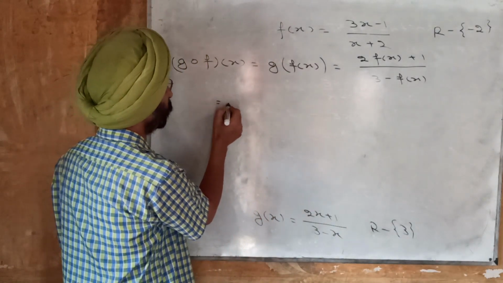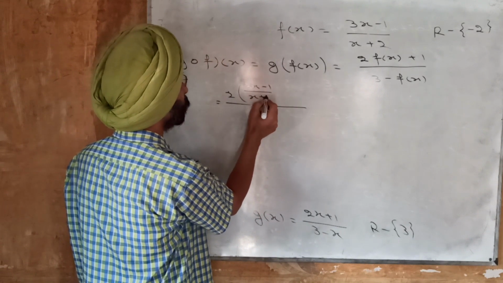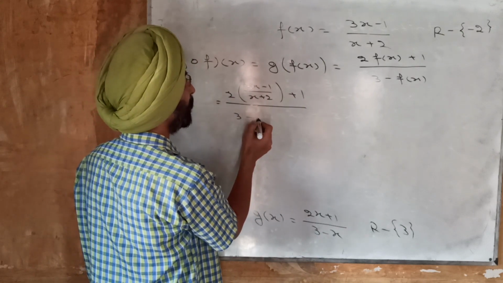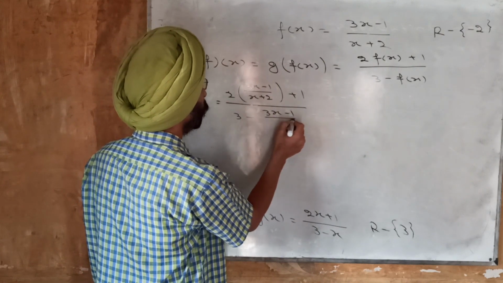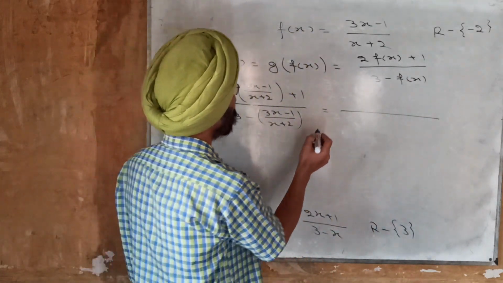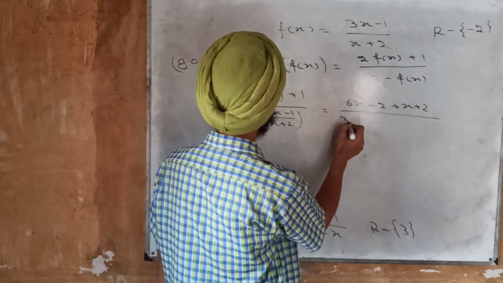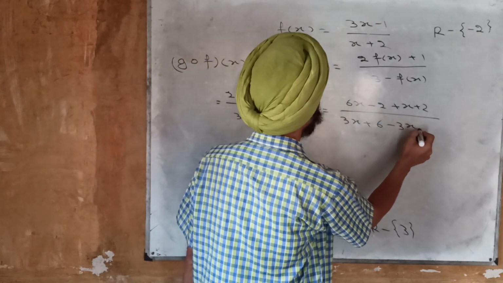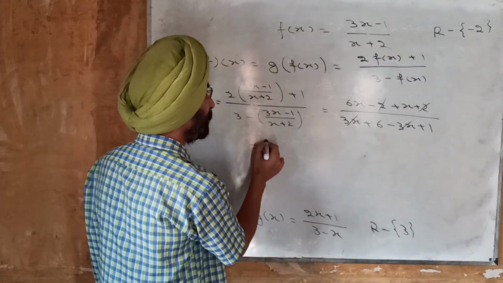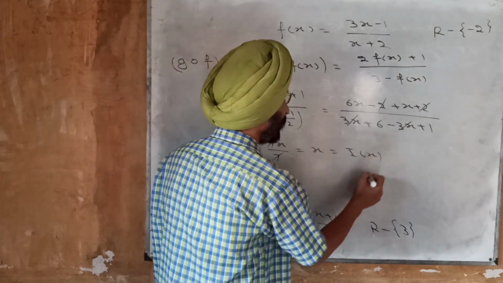Substitute it over here. So you will get (2 times (3x minus 1) over (x plus 2) plus 1) over (3 minus f(x)), where f(x) is (3x minus 1) over (x plus 2). Simplify. While simplifying, you will get (6x minus 2 plus x plus 2) upon (3x plus 6 minus 3x plus 1). So here 2 will be cancelled, here 3x will be cancelled. You will be left with 7x upon 7. 7 will be cancelled, that means x. That means I(x), identity of x.